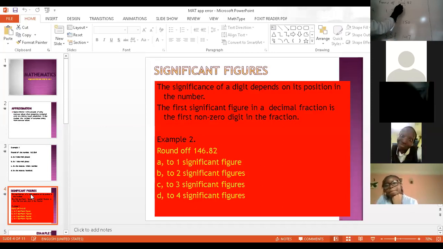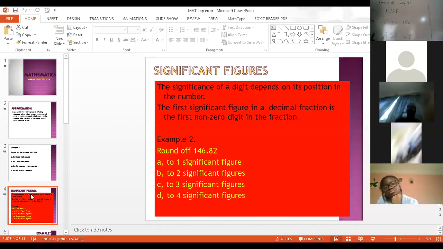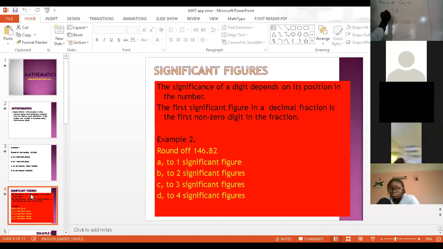Then for 4 significant figures, what will you do? You count the numbers 1, 2, 3, 4. Now, 2 is lower than 5, so we round it down to 0, and there's nothing we can add to it. So we still have 146.8.